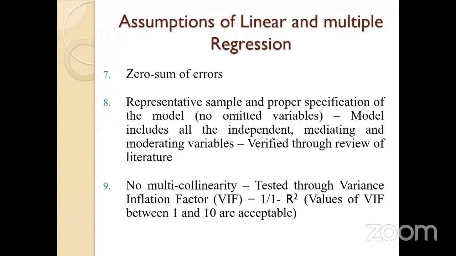Now, the values between 1 and 10 are acceptable. VIF values never go below 1. They can only go beyond 10. So if they go beyond 10, then the regression coefficient becomes unsatisfactory. You can't use that. So we must test the data for multicollinearity as well.